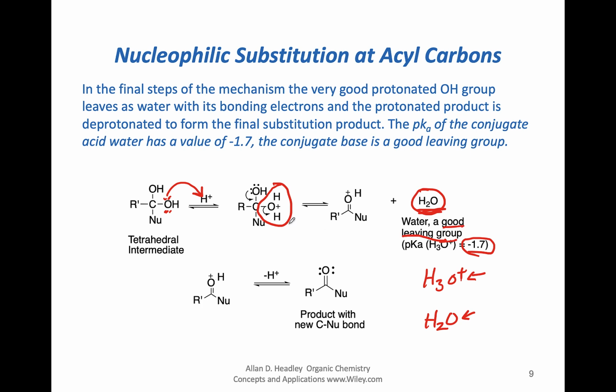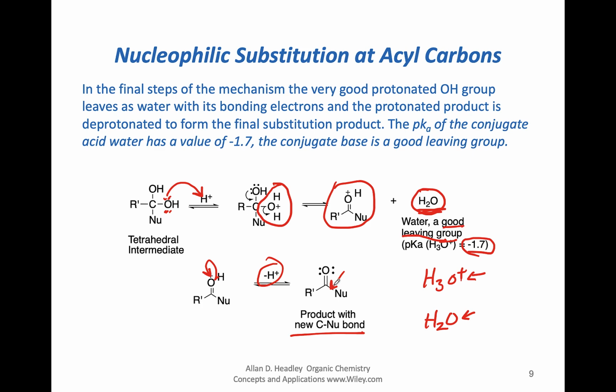So this reaction here is favorable, at least compared to the reaction without an acid. This is an intermediate that's protonated, so you can see you can lose your proton here or regenerate your catalyst to give your product with a new carbon-nucleophile bond. Substitution reaction at an acyl carbon.